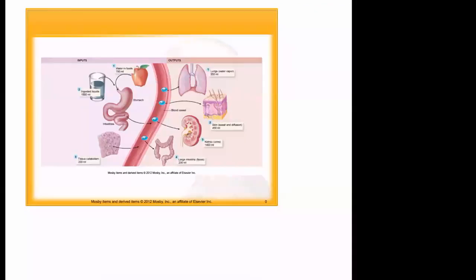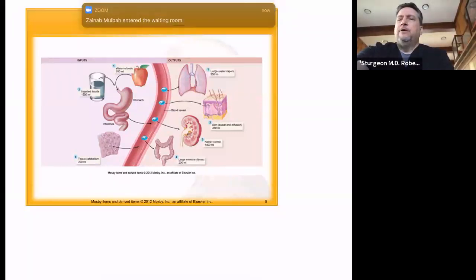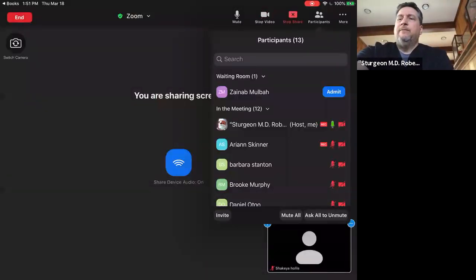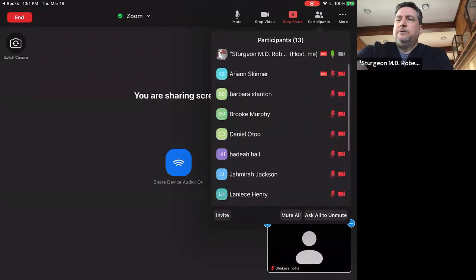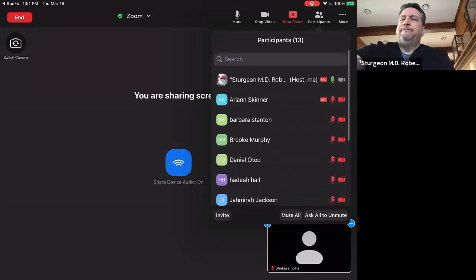Can we absorb water through our skin? Very, very, very little. Very little amount of water can be absorbed through our skin, but it actually can. Let me check here and make sure. Okay. Oh, there we are.